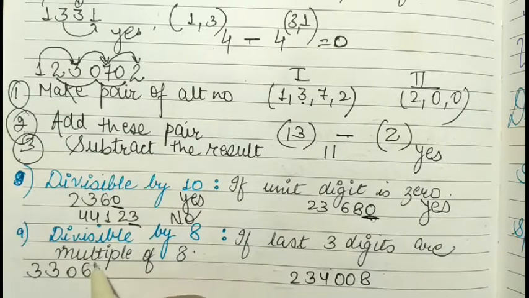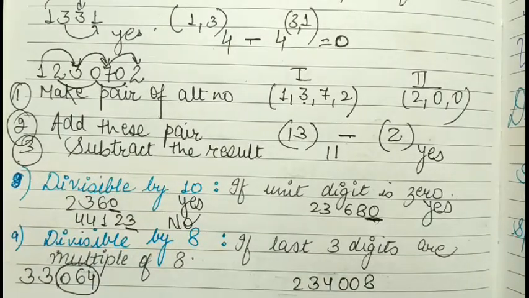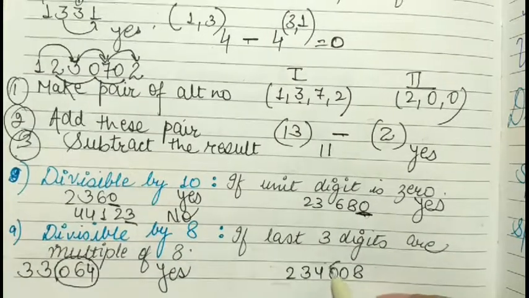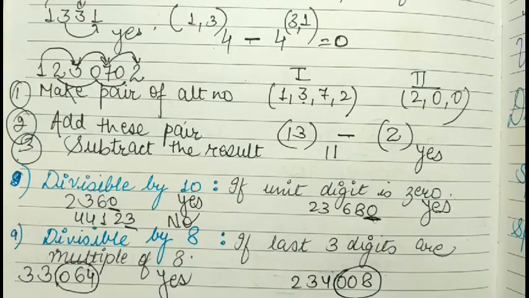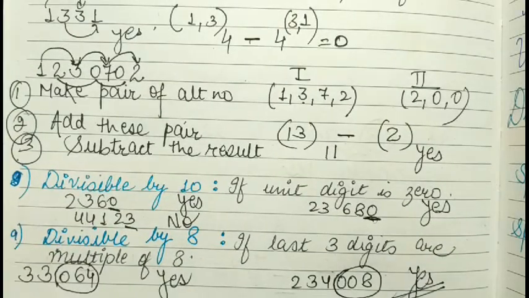So we have to observe the last 3 digits. Last 3 digits here will be 064. We can call it as 64. 64 is divisible by 8, so this whole number is also divisible. In this case, last 3 digits are 0, 0 and 8. It will become 8 only. 8 is divisible by 8, so this number is also divisible. Practice a few more examples so that you will be able to understand these divisibility rules. These are very helpful when we have to do fast calculations.